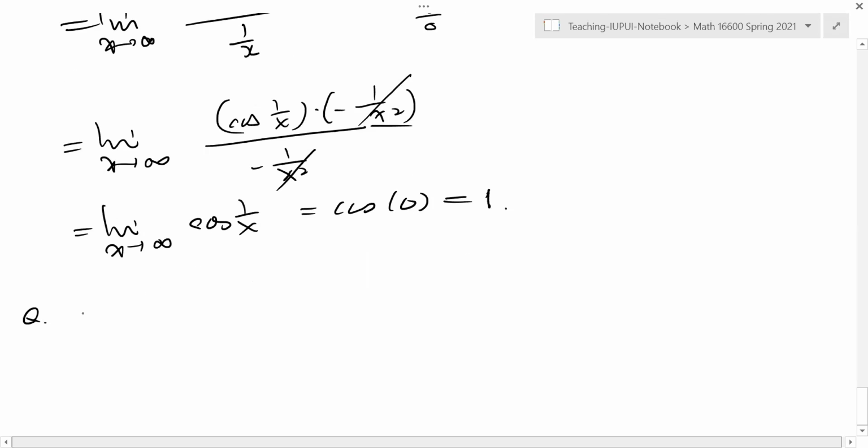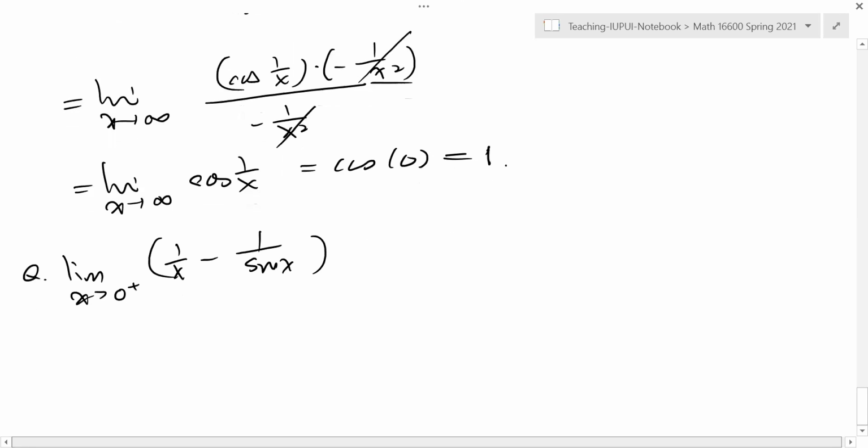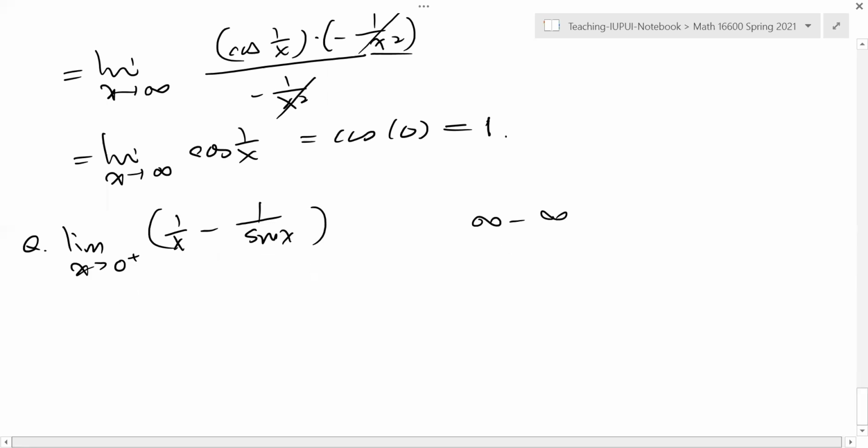All right, our next problem is to find the limit as x approaches positive infinity of 1 over x minus 1 over sine x. Wow. This is just a difference. It's not even a product. It looks like an infinity minus infinity type. It's indeterminate. You cannot just say infinity minus infinity is going to be 0. If you want to apply L'Hopital's rule, you have to express it as a quotient.